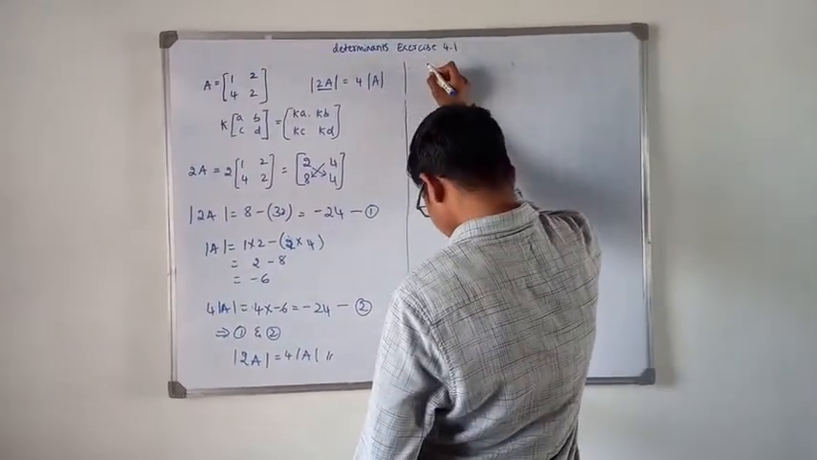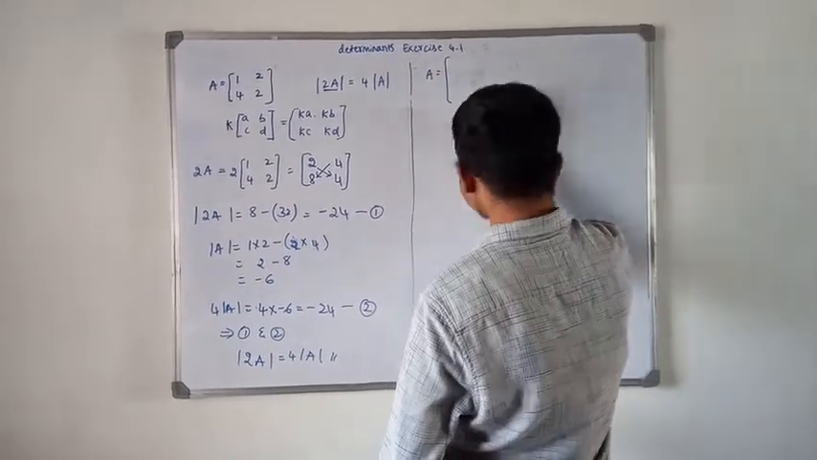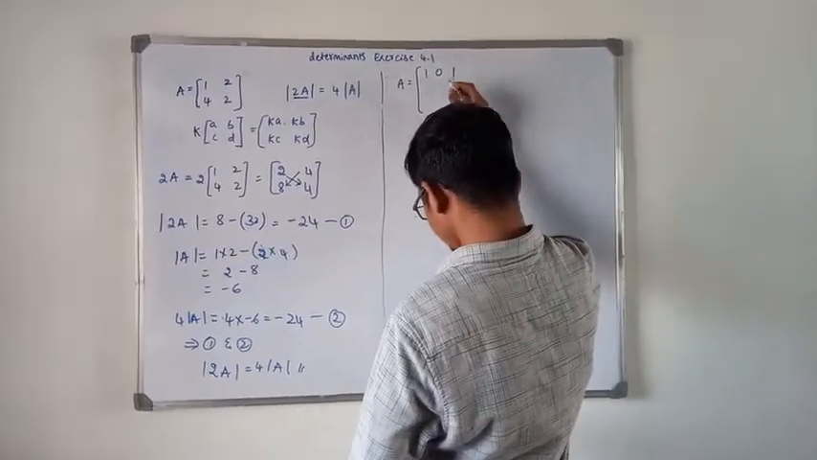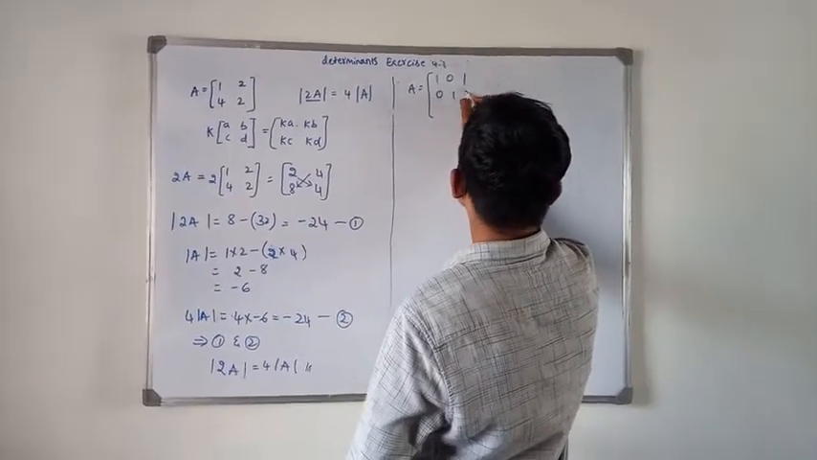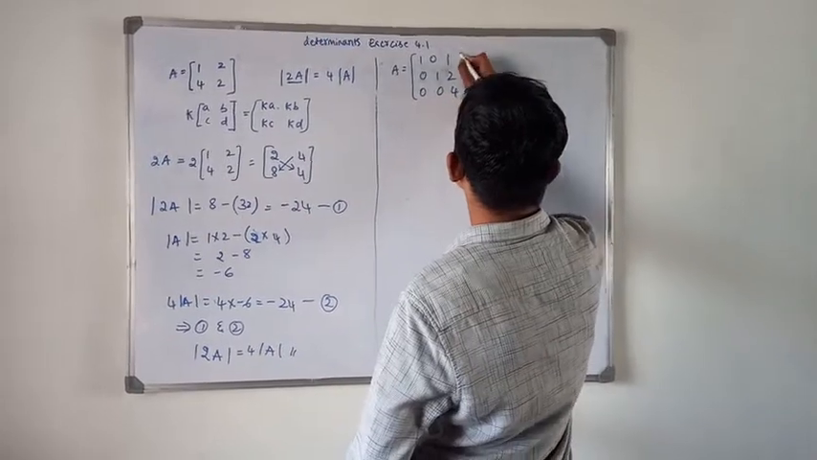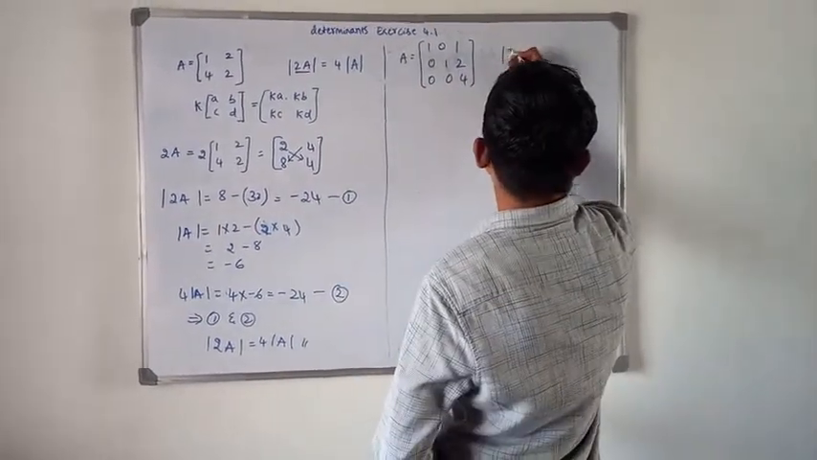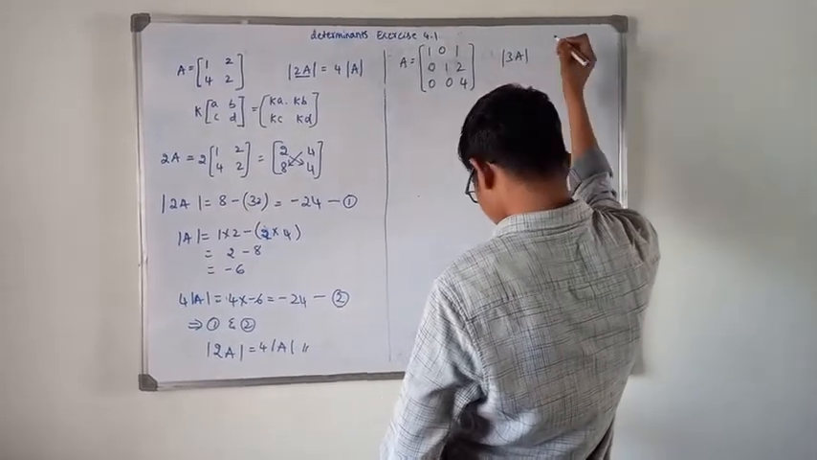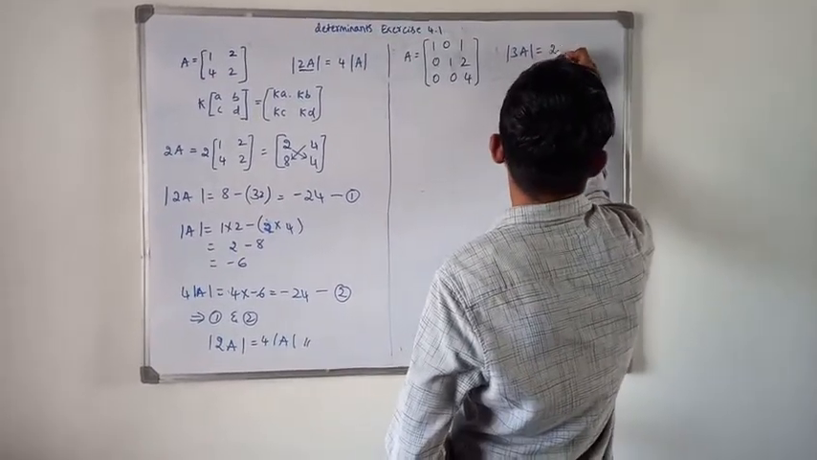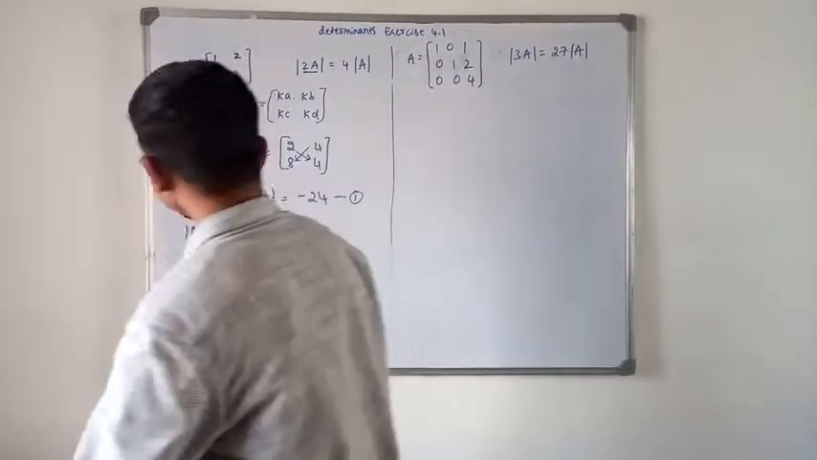Let us move on to the next problem. If A is equal to the matrix with rows 1 0 1, 0 1 2, 0 0 4, show that the determinant of 3 times the matrix A is equal to 27 times the determinant of the matrix A.